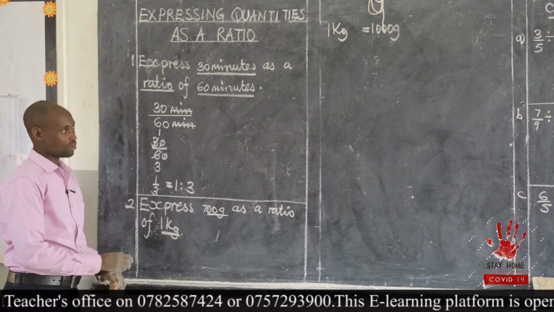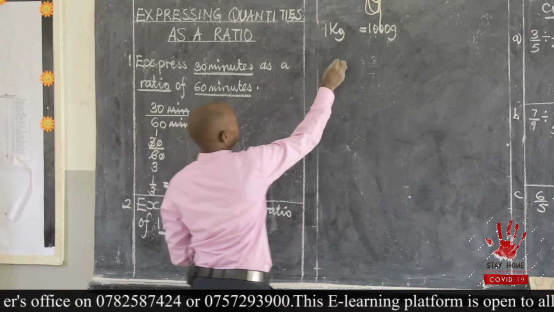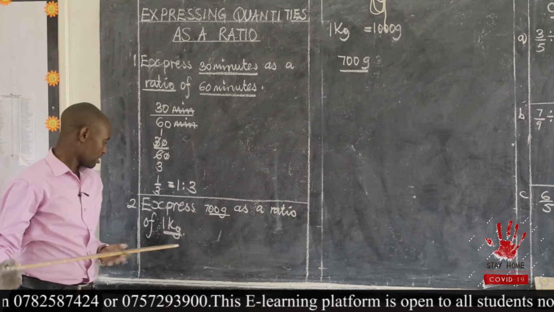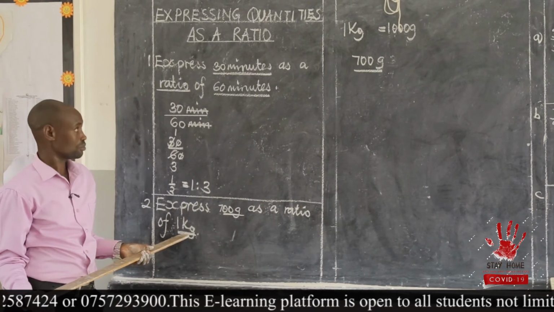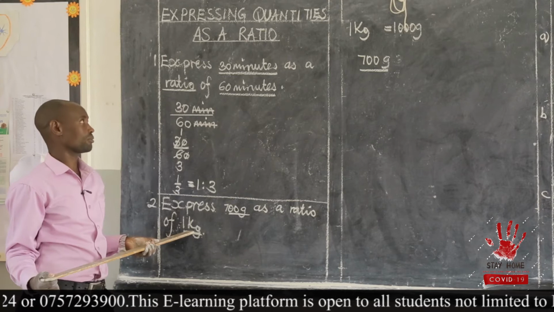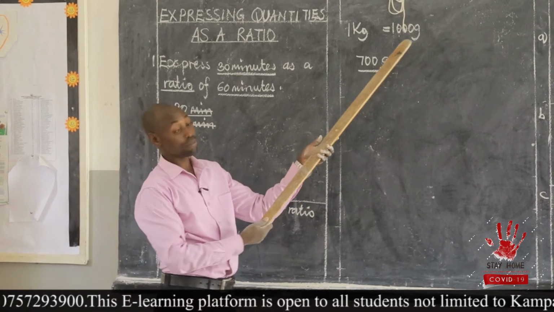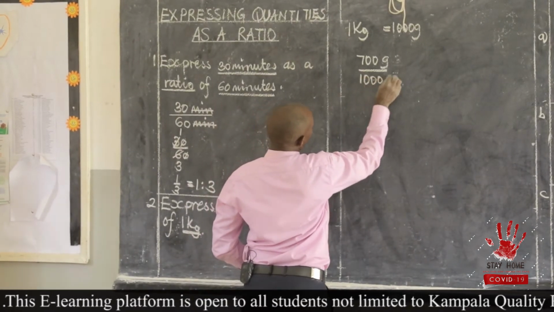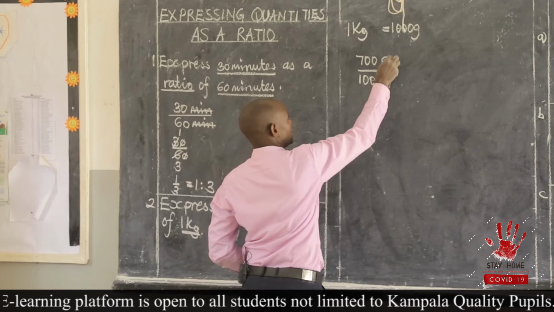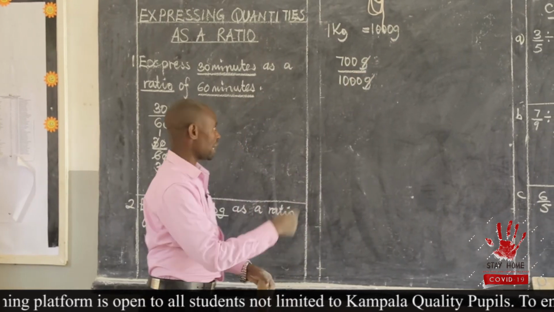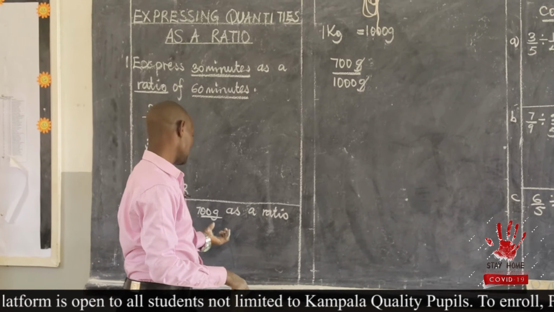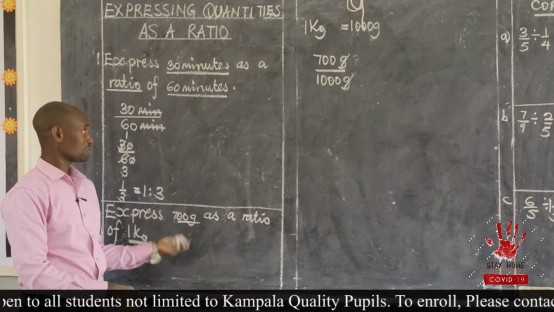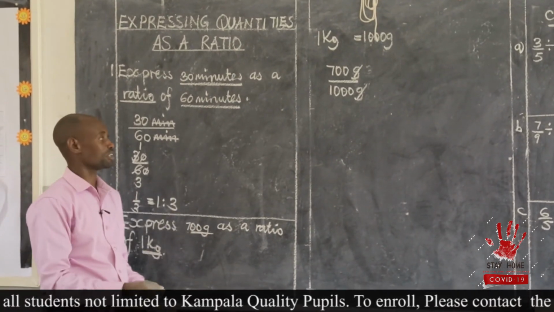So identify what you are going to express. We are supposed to express 700, and these are grams, out of 1 kilogram, but I told you we must have the same units. So this 1 kilogram has been converted to give me how many grams? 1,000 grams. So it is going to be out of 1,000 grams. So the grams and the grams will cancel off, so I no longer have units. The purpose of changing to similar units is to make sure that units can cancel and you remain with no units.